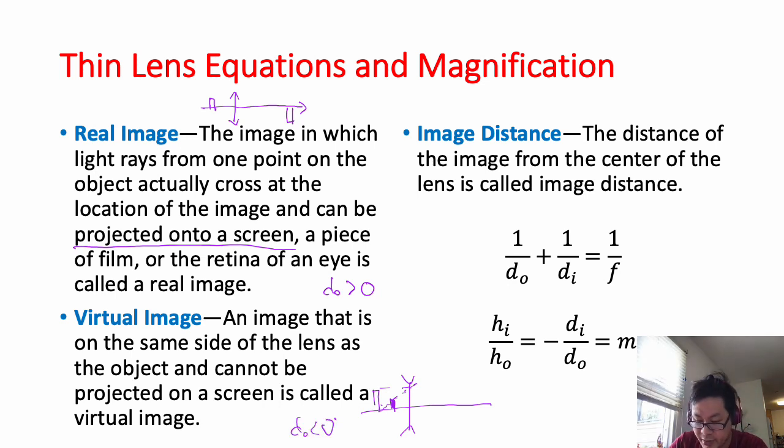And image distance. Image distance is the distance of the image from the center of the lens. Like I said before, for a real image, DI is larger than zero, and for a virtual image, DI is smaller than zero. Normally, they are almost always larger than zero in this case. And the magnification is called M for magnification, equal to HI over HO, or the negative of DI over DO.